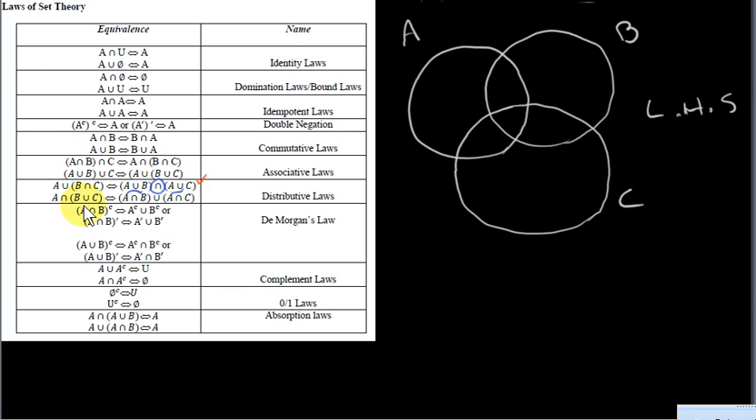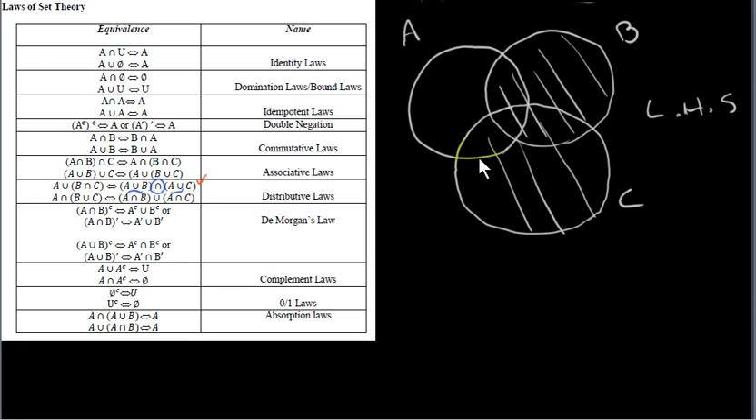In the second distributive law, A intersecting B union with C is equivalent to A intersecting B union with A intersecting C. So we just distribute the intersection into the brackets here. So let's look at the left hand side. We want to look at B union with C, which is everything here in this region, and get the intersection of B union with C with A. Well, it's fairly straightforward to see that the regions that overlap between A and B union with C is this region in here.